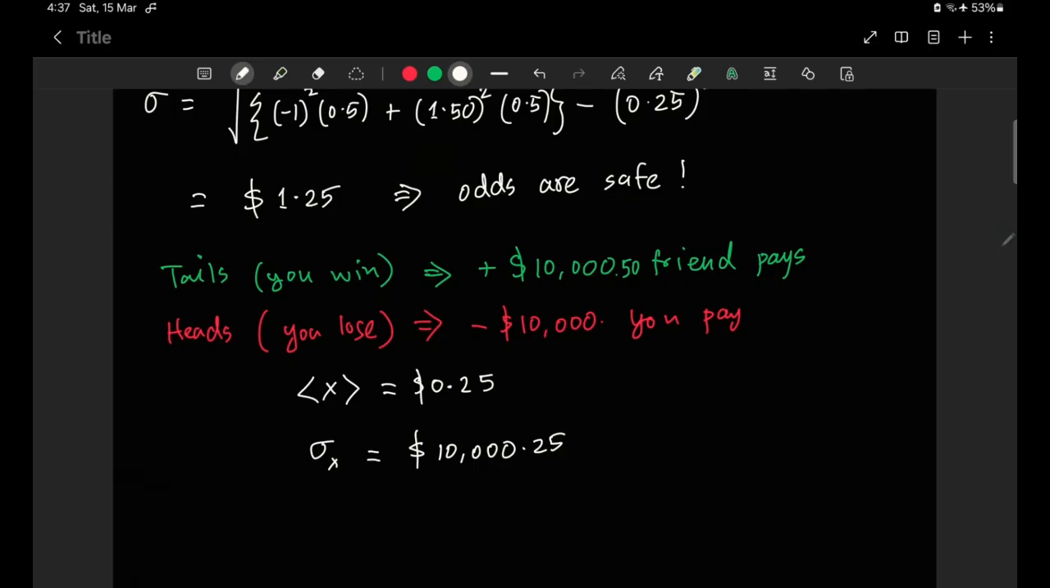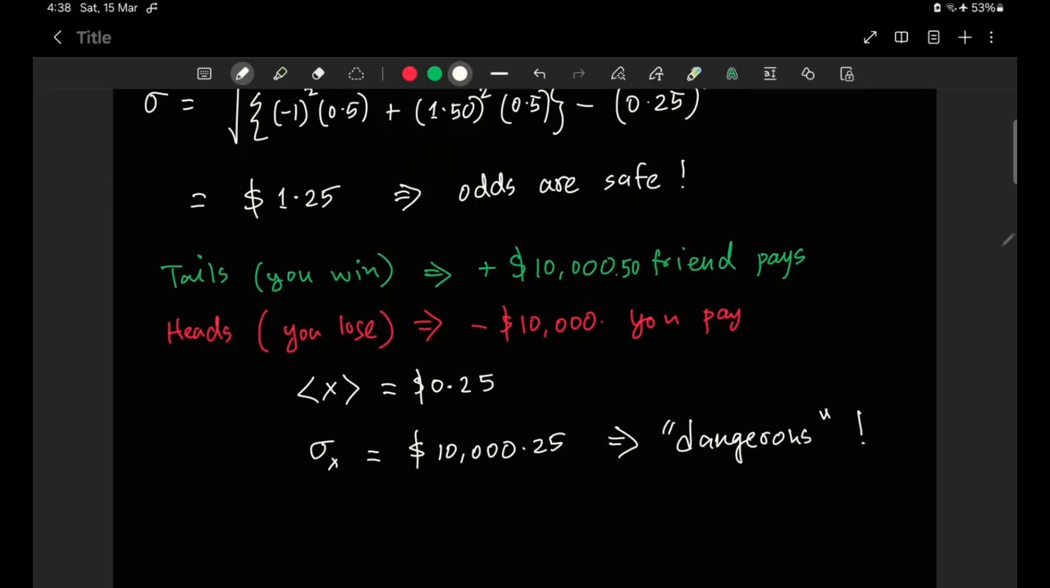So now this automatically tells you, okay, the expectation value is for you to make a profit of 25 cents. But if you were to play this game even just 2 times, there is a possibility that you could lose over $10,000. So that means the odds of this game are now not in your favor. You're not certainly gaining money. You're not certainly gaining $10,000.50, and you're at risk of losing $10,000. So now the odds have become very dangerous, and you should not be gambling with that amount of money, right?